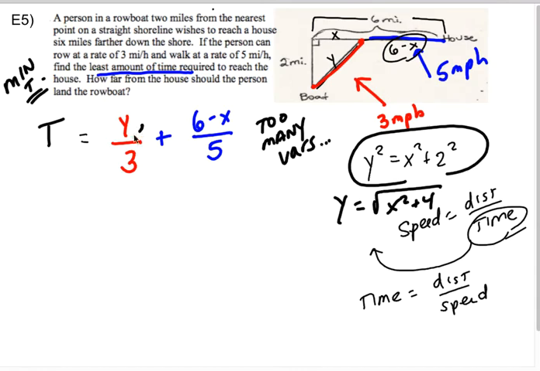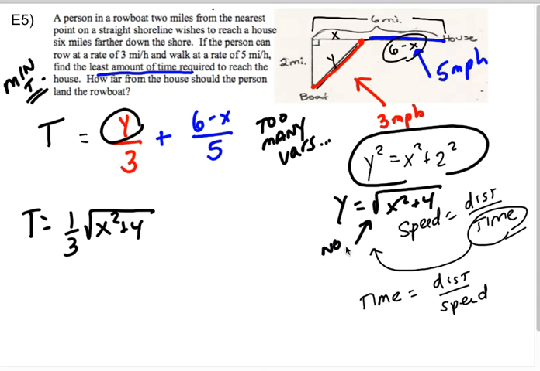And that's what I'm going to do to replace this y. So I get that time is 1/3 the square root of x squared plus 4. Now you might be saying, why didn't you have a plus or minus? I did no plus or minus because the negative is illogical here. The negative wouldn't make sense in the context of this problem because y is a distance, and it doesn't make sense to have a negative distance. Distance isn't negative, it's a scalar.